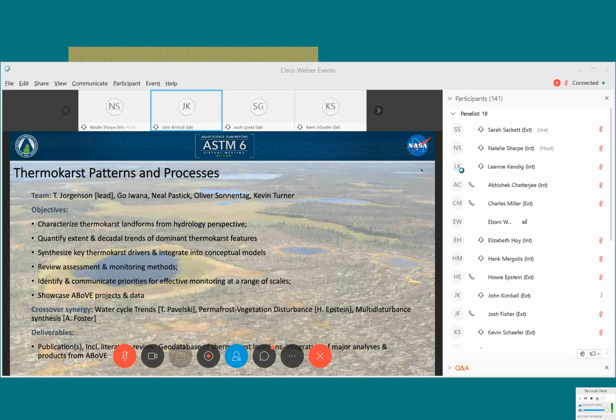And their deliverables are really looking at one or more publications that include a literature review assessment of these patterns, and then a geodatabase of thermokarst locations at different scales over the above domain. Next slide.